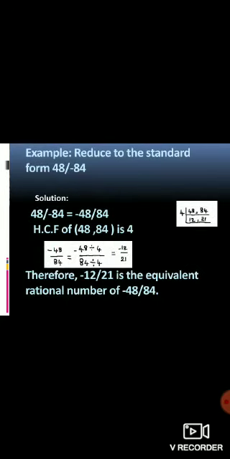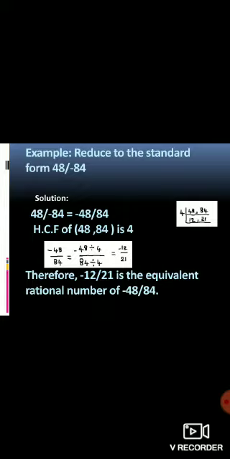Let me move on to the sum. Reduce to the standard form: 48 by minus 84. Here the solution is given. If you want to get the standard form, you have to find the HCF of the numerator and denominator. HCF is nothing but the highest common factor. Here 4 is the common factor of both numbers. So 4 is your common factor.